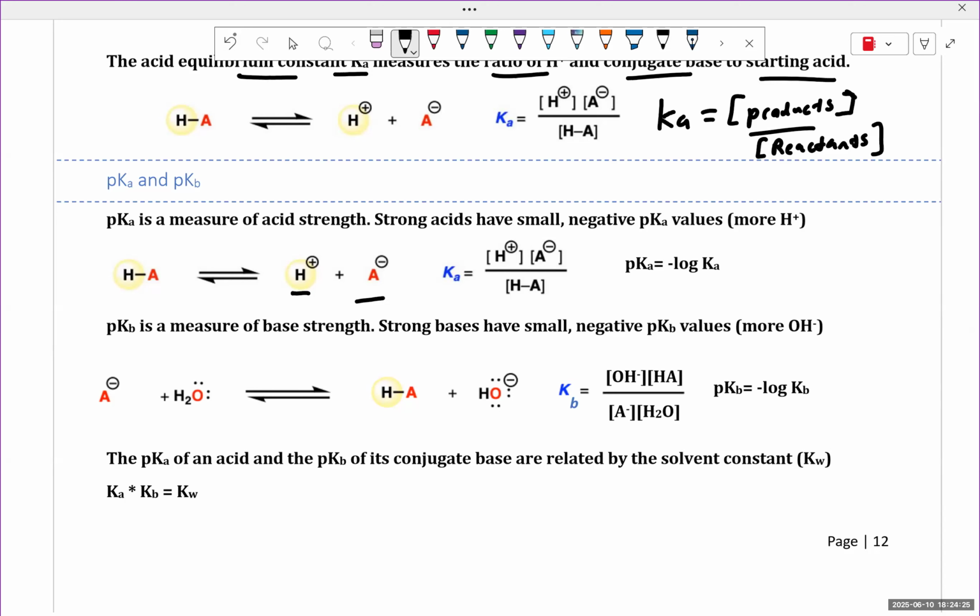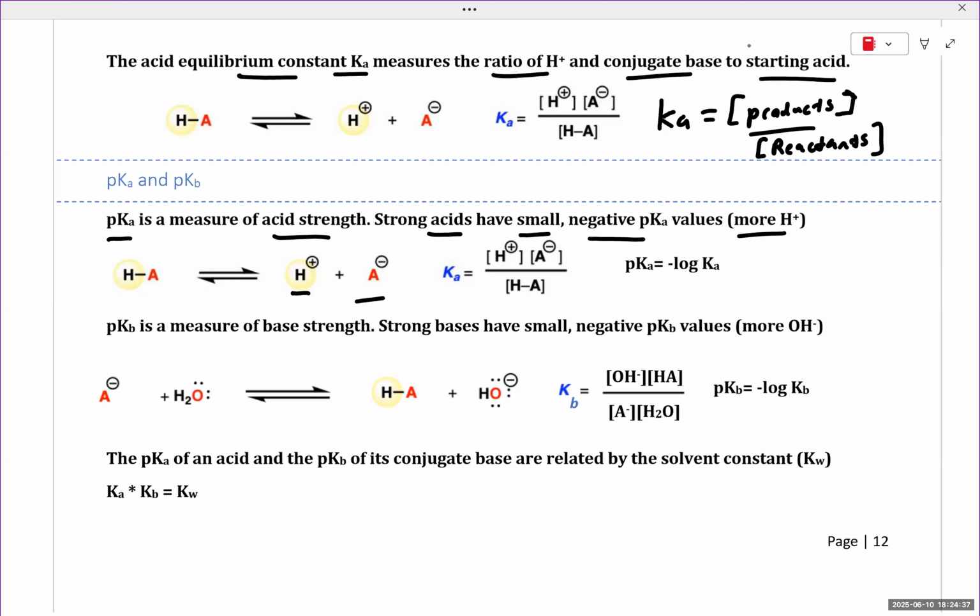Now, in terms of pKa and pKb, pKa is a measure of acid strength. Strong acids have small negative pKa values, more H+ in solution. So pKa is defined as the negative log of Ka. The more negative your pKa value, the larger your Ka value, the more H+ and A- are present in solution.